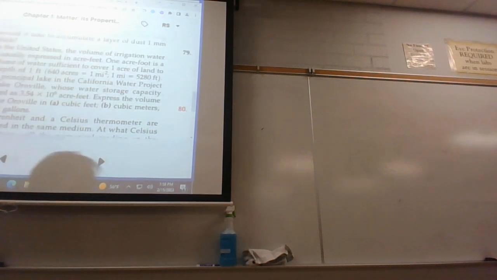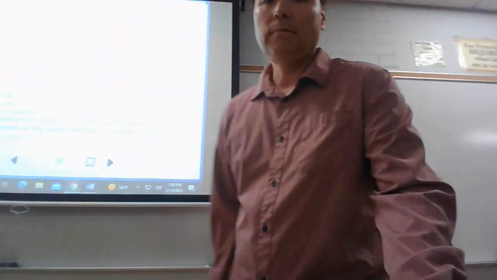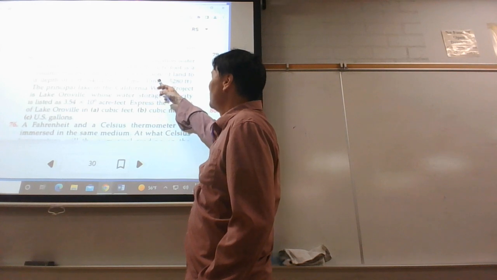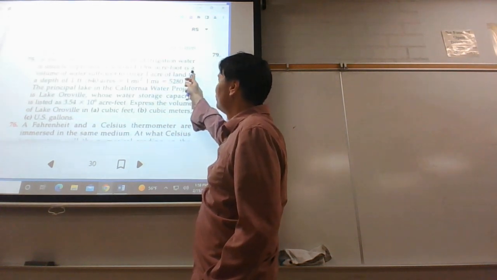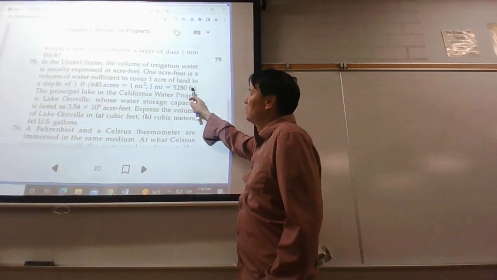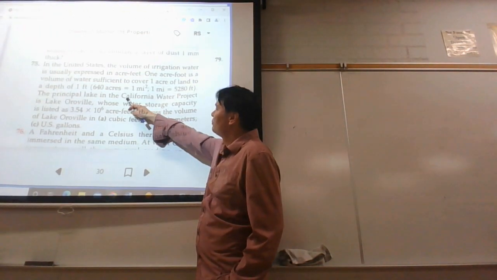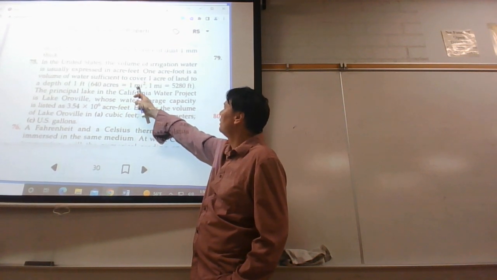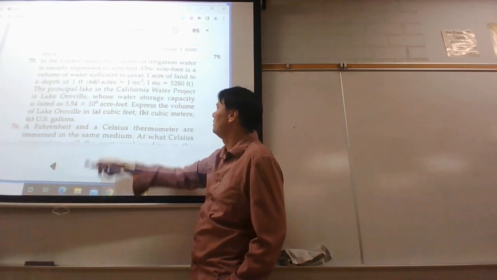Okay, let's look at the next problem, 75. In the United States, the volume of irrigation water is usually expressed in acre-feet. 1 acre-foot is a volume of water sufficient to cover 1 acre of land to a depth of 1 foot. 640 acres is equivalent to 1 square mile. 1 mile is equal to 5,280 feet.